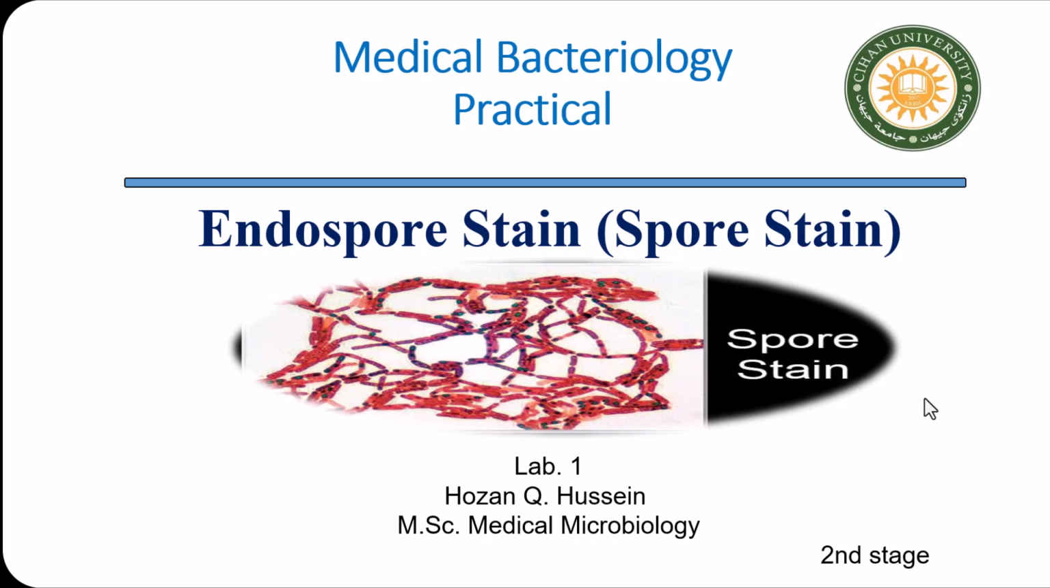bacteria or non-spore-forming bacteria. For this reason, we will use the spore stain for identification of the bacteria forming spores, such as gram-positive Bacillus and Clostridium. And the structure of the endospore cannot be visualized using the routine stain. Therefore, we will use the spore stain.